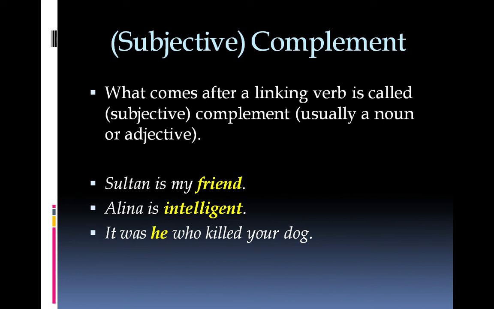Look at the next example. It was he who killed your dog. Over here, it is the subject, was is the linking verb, and he is the complement. It's a pronoun. And pronouns can play all the roles played by nouns in sentences. They can be used in place of nouns. So complements are basically the parts of the sentence that come after a linking verb to complete the sentence. And they must come after linking verbs. They don't come after main or action verbs.